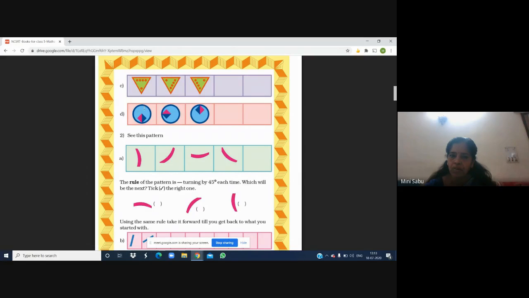Then this shape will move to the top. Then next, the shape will move from here. It will move to this. Then to this. Then to this. You can make it. Okay.